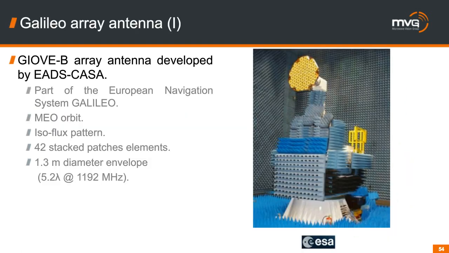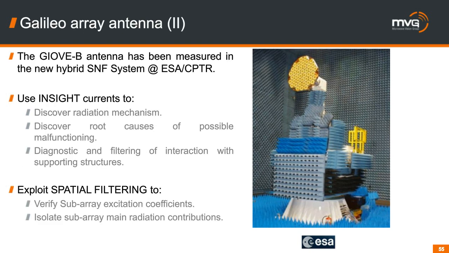The investigated antenna is intended as part of the European Navigation System Galileo and is a pre-developed model flying on an orbit validation element, the GeoVD satellite. The array antenna developed by EADS Casa Spazio consists of 42 elements divided into six sectors and is fed by a two-level beamforming matrix. The beamforming network provides the complex excitation coefficient of each array element to obtain a desired isoflux shape beam pattern. The measurement has been performed in the new hybrid facility in the SPECT-CPTR as part of the installation and validation procedure. The setup is shown in this slide.